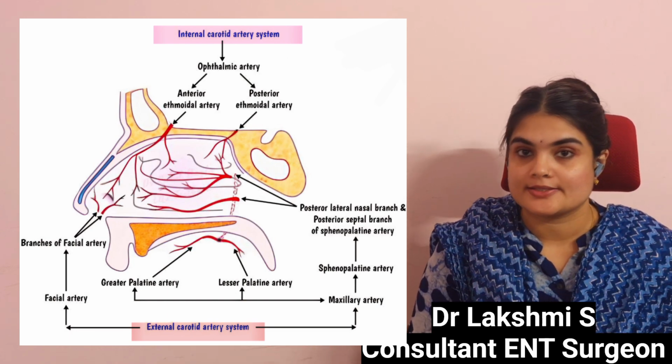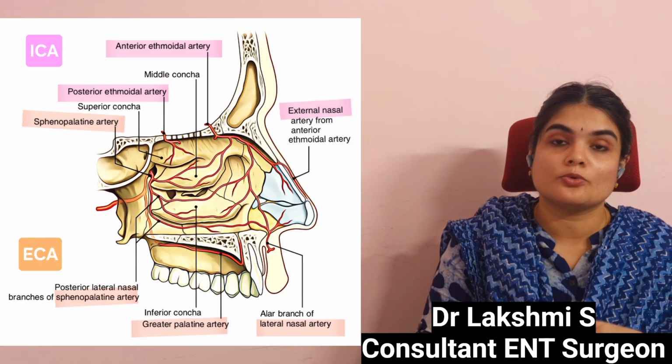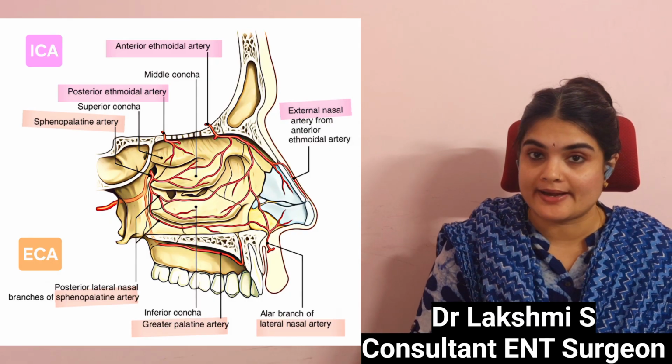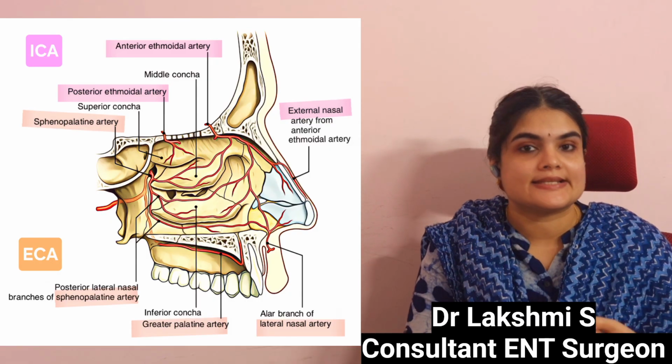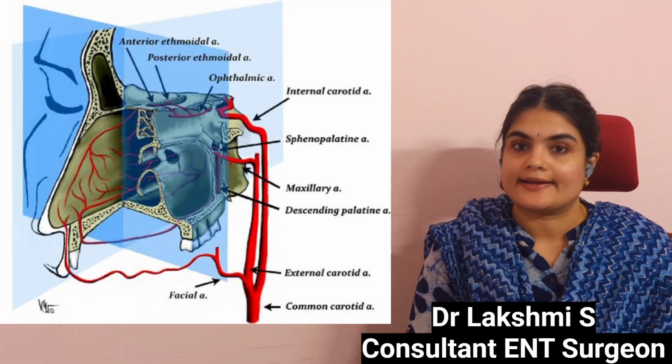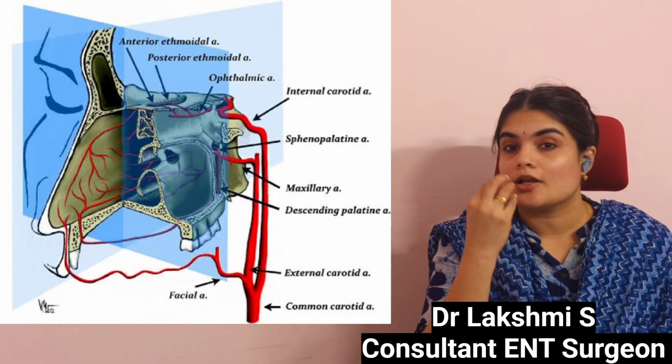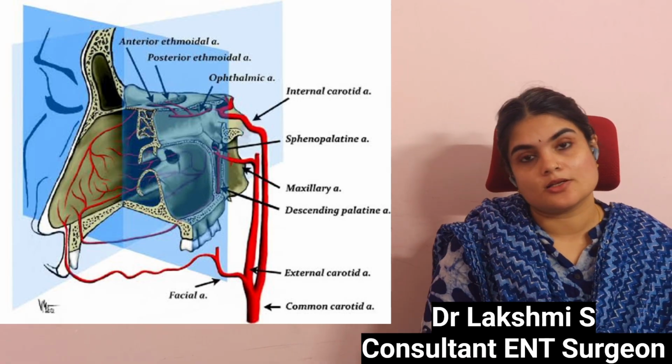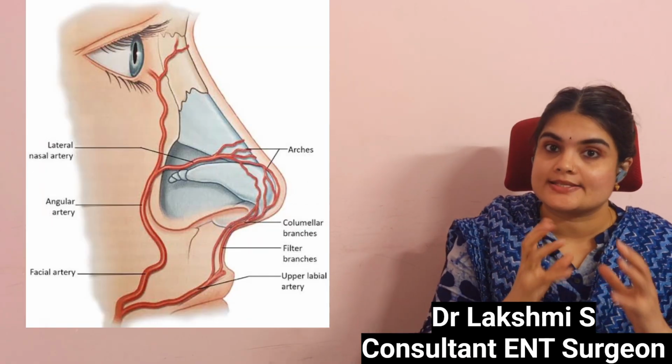From the external carotid artery system, the most important arteries are the sphenopalatine artery, the greater palatine artery, and also the descending palatine artery. The sphenopalatine artery supplies most of the lateral wall of the nose. A small area along the anterior aspect of the lateral nasal wall is supplied by the facial artery.